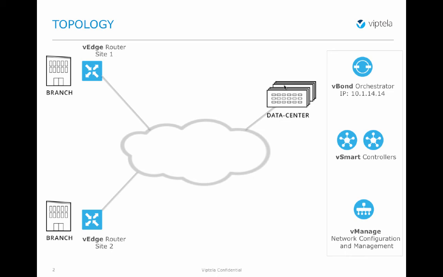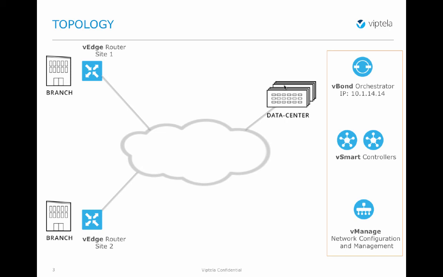This is the topology that we have for the demo today. On the left-hand side we have two branch sites, site 1 and site 2. We have a VEdge router sitting at each of these sites and we're going to demonstrate the bring up of the VEdge routers. Now, these can be viewed as branch sites of a typical large enterprise network.